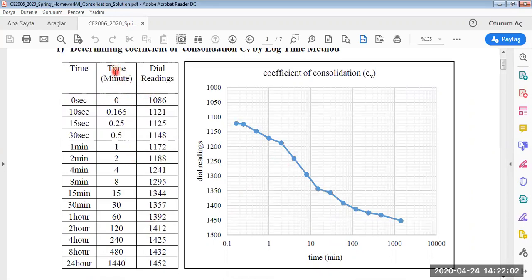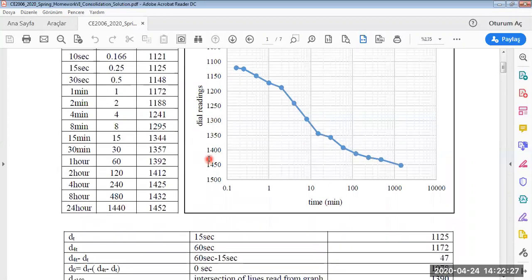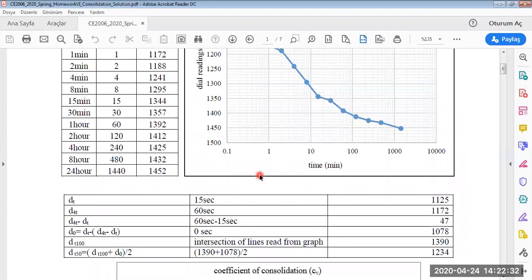Be careful about the x-axis; it must be in terms of minutes, and the y-axis is dial readings. We construct this graph, but we should make a correction at the beginning of this graph. That's why we should define a D0 value for the dial readings. And to identify this value, we use two different time readings.